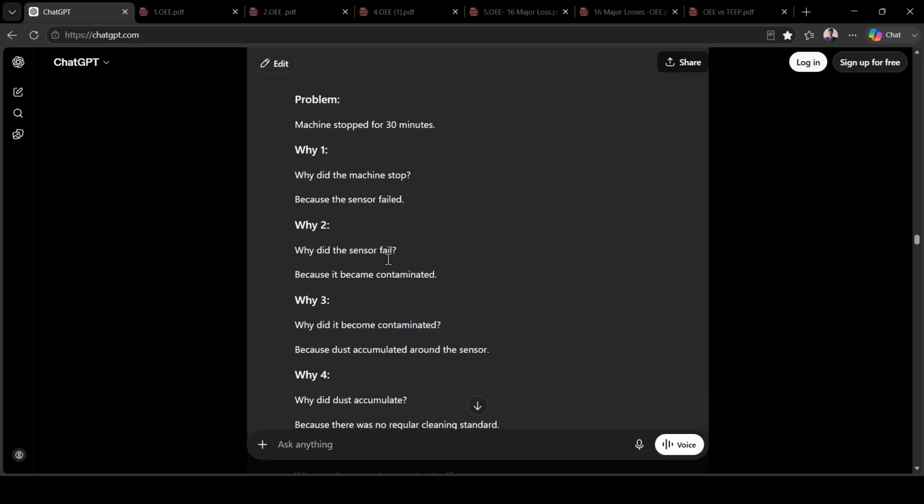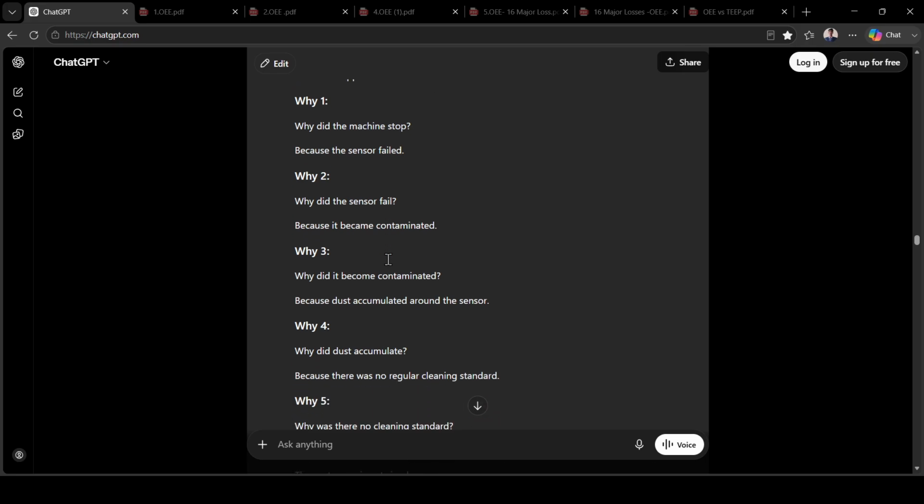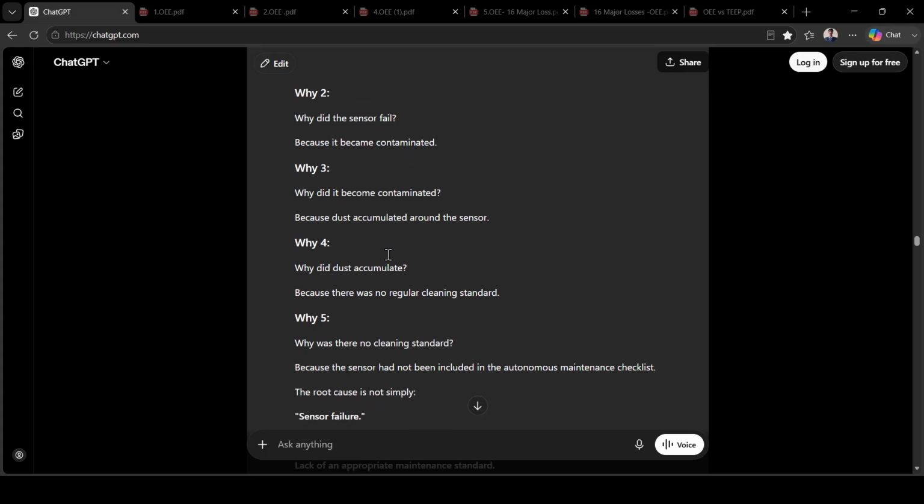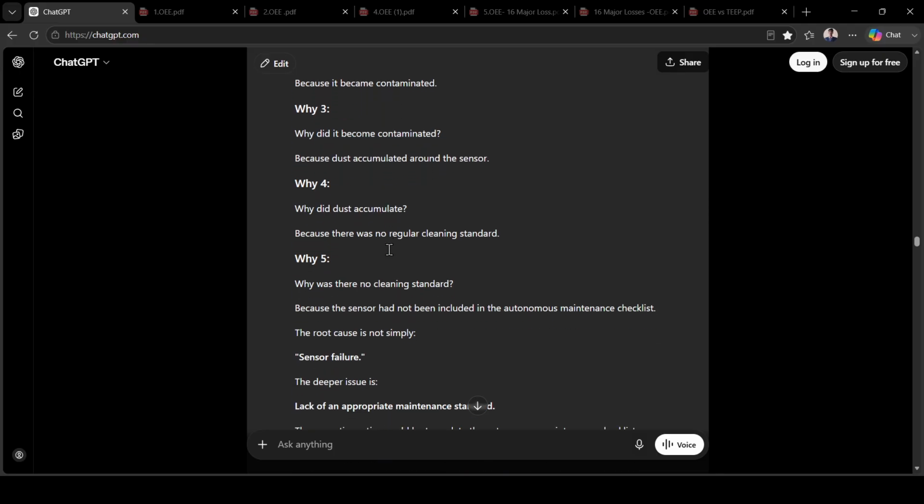Third, why? Why did it become contaminated? Because dust accumulated around the sensor. Fourth, why did dust accumulate? Because there is no regular cleaning standard. Fifth, why is there no cleaning standard? Because the sensor had not been included in the autonomous maintenance checklist.